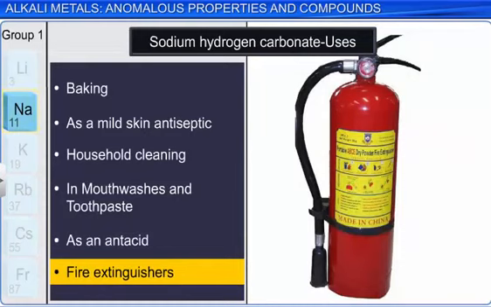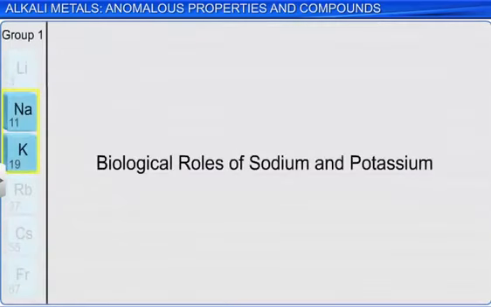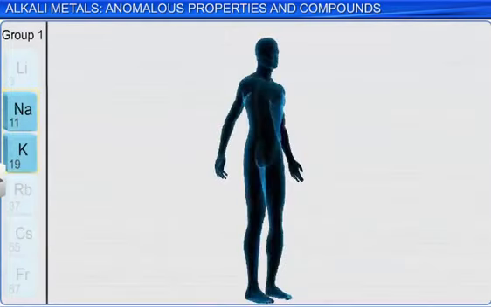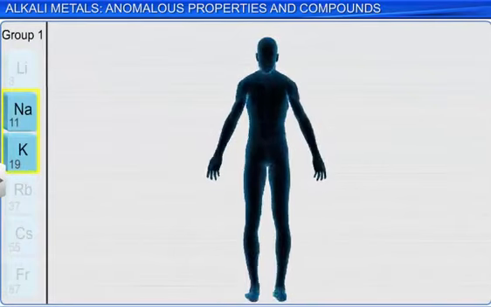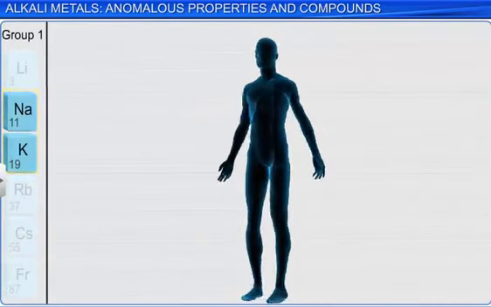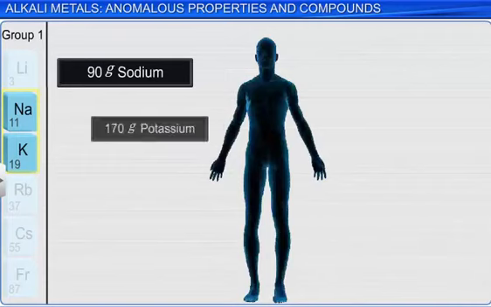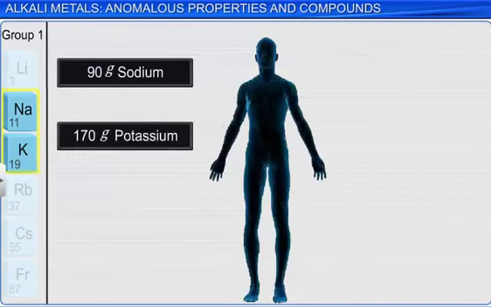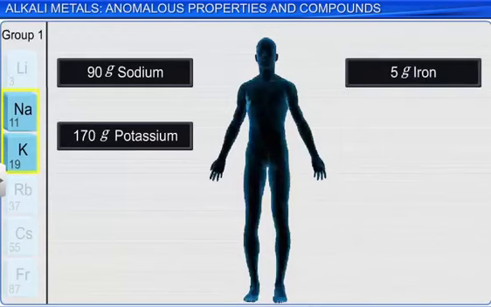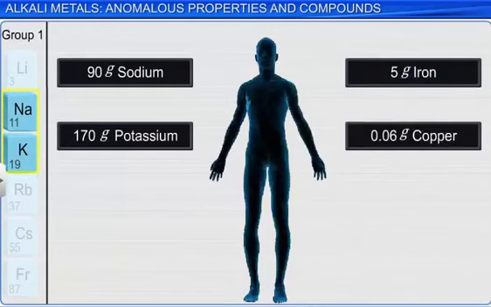Both sodium and potassium have important biological roles. They are present in relatively large amounts in the human body. In an average adult male with a body mass of 170 kg, about 90 grams of sodium and 170 grams of potassium are present. Compare this with the other essential nutrients: only about 5 grams of iron and 0.06 gram of copper. This reflects the important roles both sodium and potassium ions play in the human body.